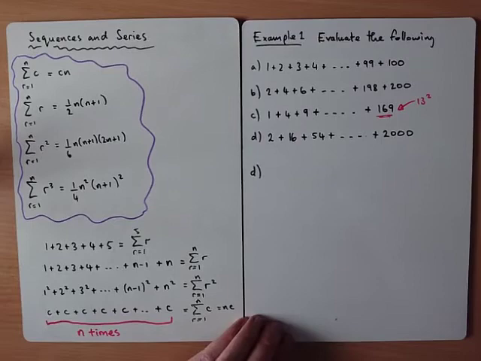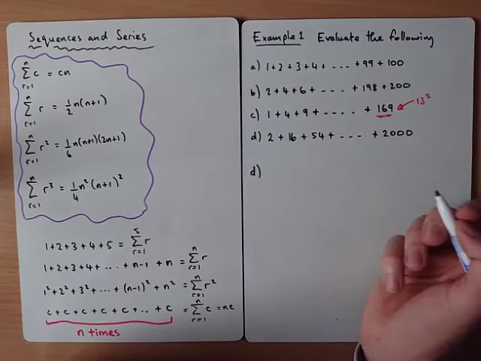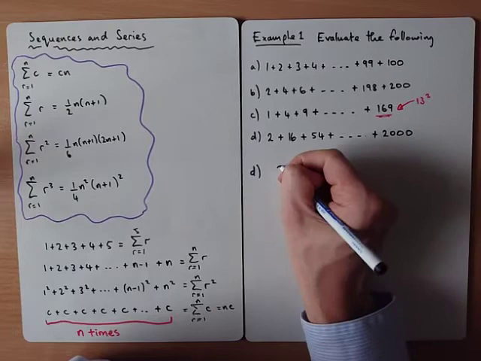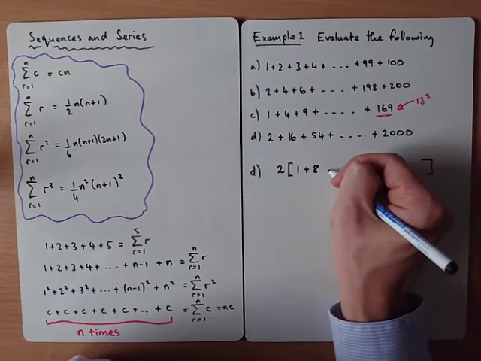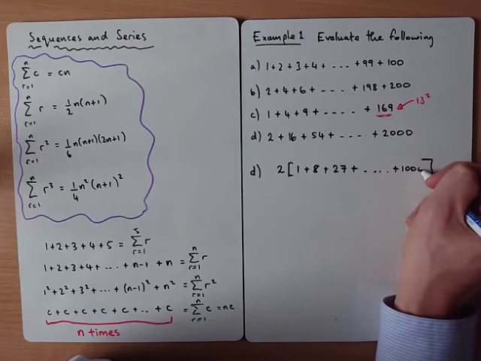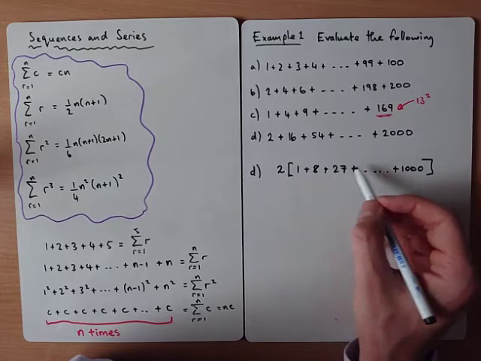Part D is a little bit more awkward. Let's just think about what's going on here. That doesn't look like a sequence I'm familiar with. They are all even numbers. If we take a factor of 2 out, okay, these are the cube numbers, aren't they? 1 cubed, 2 cubed, 3 cubed, all the way up to 10 cubed.